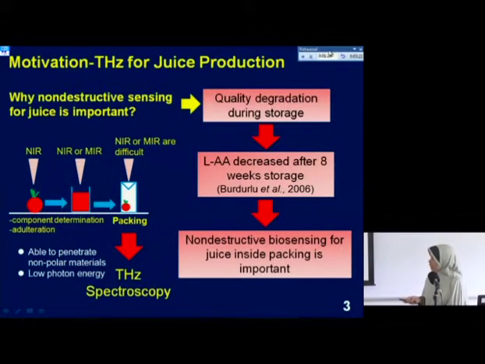On the other hand, terahertz spectroscopy uses terahertz wave, which is able to penetrate some non-polar materials such as plastic, with low photon energy, so it is safe for biological sensing. So one potential application of terahertz spectroscopy is for quality evaluation of juice after packing.